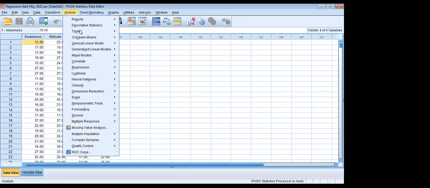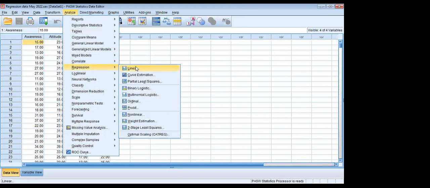Analyze, regression. See, there are so many kinds: linear, curve estimation, partial least squares, binary, multinomial, ordinal, probit, non-linear, weight estimation, two-stage. You just surf it, Google it, and find out what kind of regression is required for you. Commonly, linear regression is followed, because most of our data follows the pattern of linearity, right? So linear.